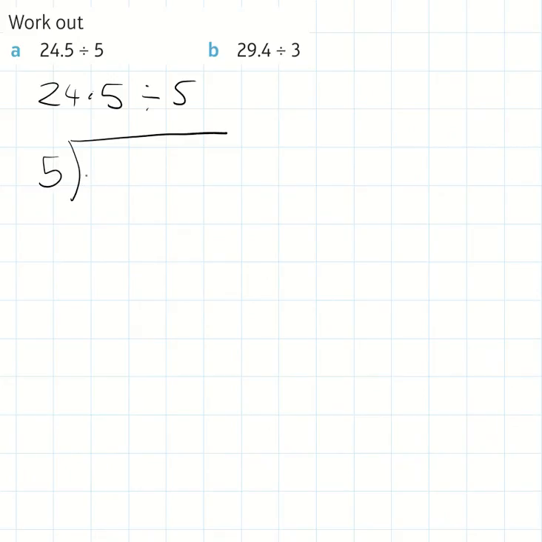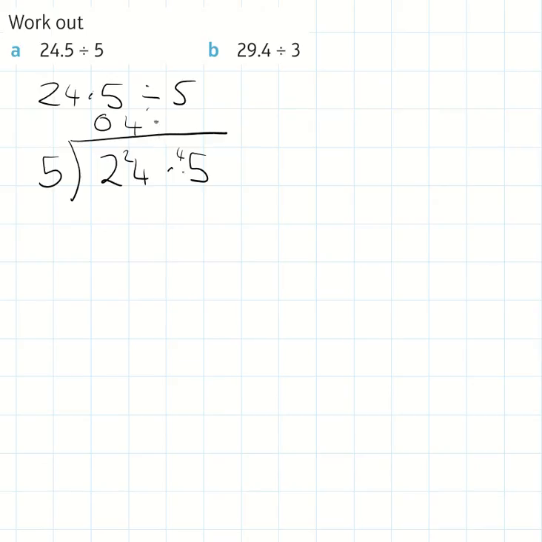So my 5 goes on the outside, and my 24.5 goes on the inside. So 5s into 2 don't go, and we've got remainder 2. 5s into 24 go 4, remainder 4. Now here I'm going to have to do something slightly different. We then go to the decimal point, and that goes exactly above where it is inside the bus stop.